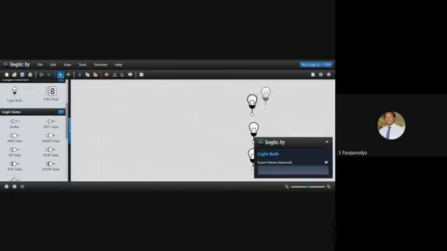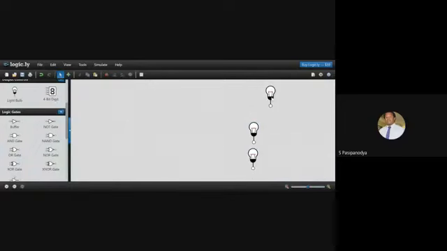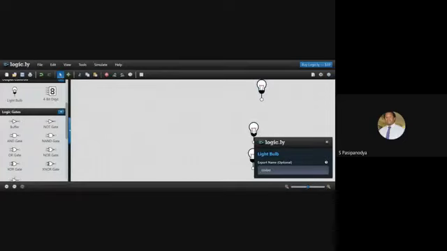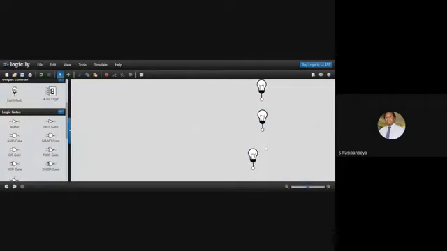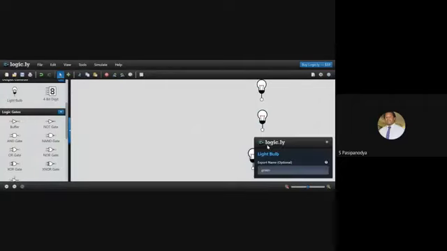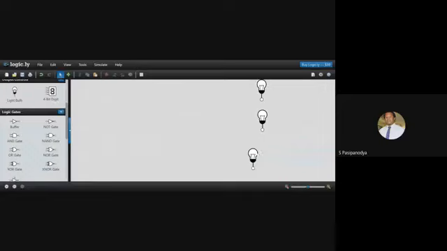So here are our three outputs. Let's call this the red light. Then we call this amber, and we call this our green. So it's red, amber, and green. Right. So how did you design your circuit?